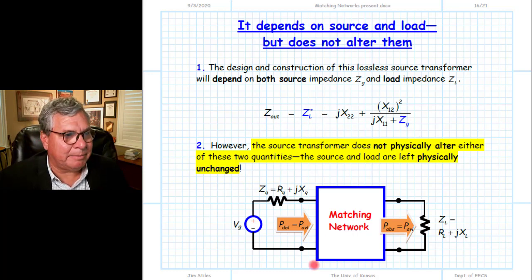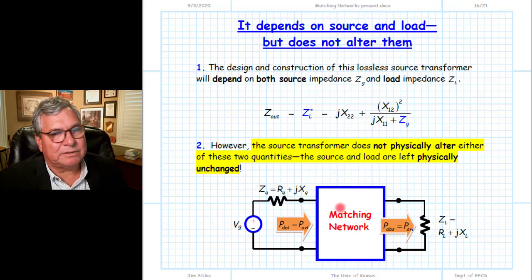We need to design a matching network such that the transimpedance parameters of this lossless matching network have the values that will satisfy this equation. If we do that, then the output impedance will be related to the load impedance by complex conjugate. A conjugate match will be established at this port plane, and then all the available power looking to the left will be absorbed by the load looking to the right. Of course, all the available power looking to the left is equal to the available power of the original source, since the matching network is lossless and does not alter that available power under transformation.